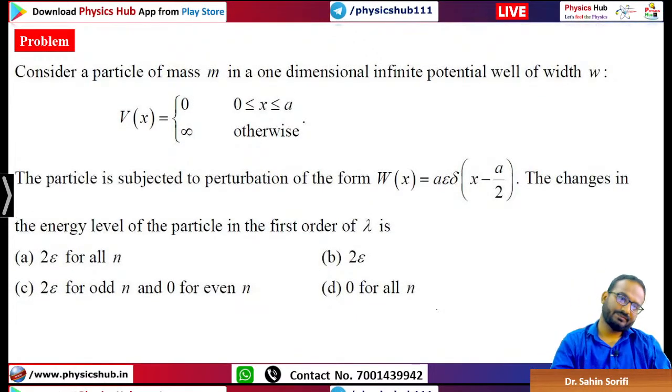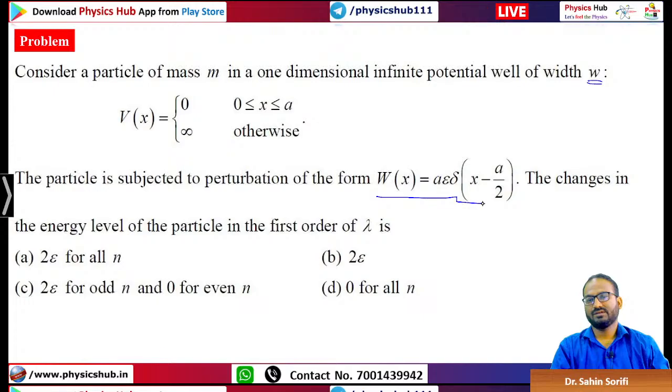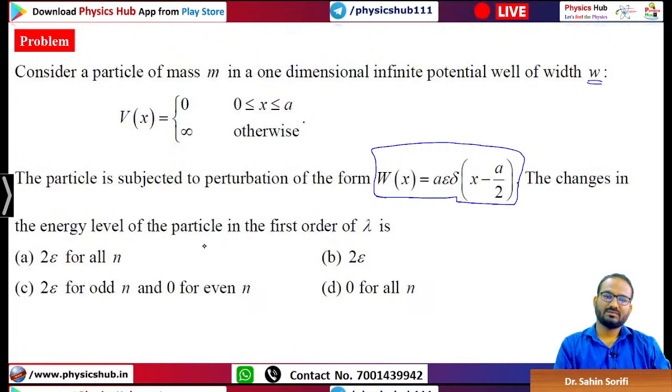Can you solve this problem? Consider a particle of mass m in a one-dimensional infinite potential well of width a. V of x is given by this. The particle is subjected to a perturbation of the form W of x equals a epsilon delta of x minus a by 2. Find the changes in the energy level of the particle in the first order of perturbation.